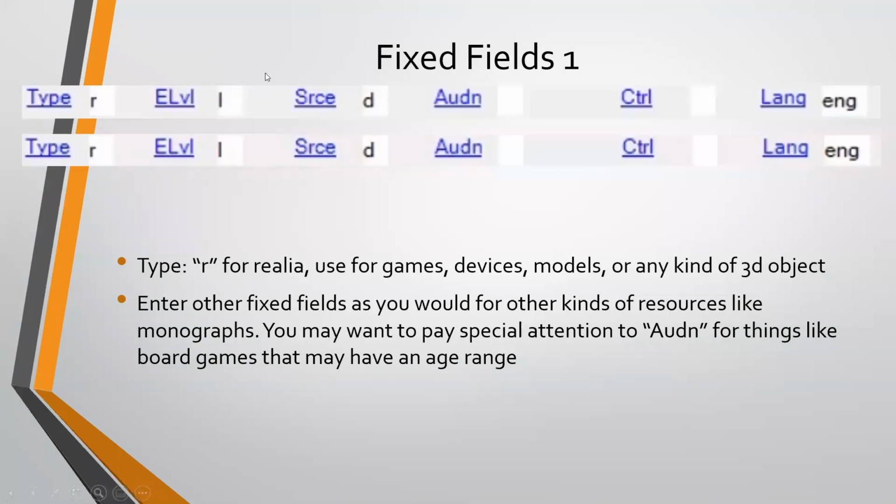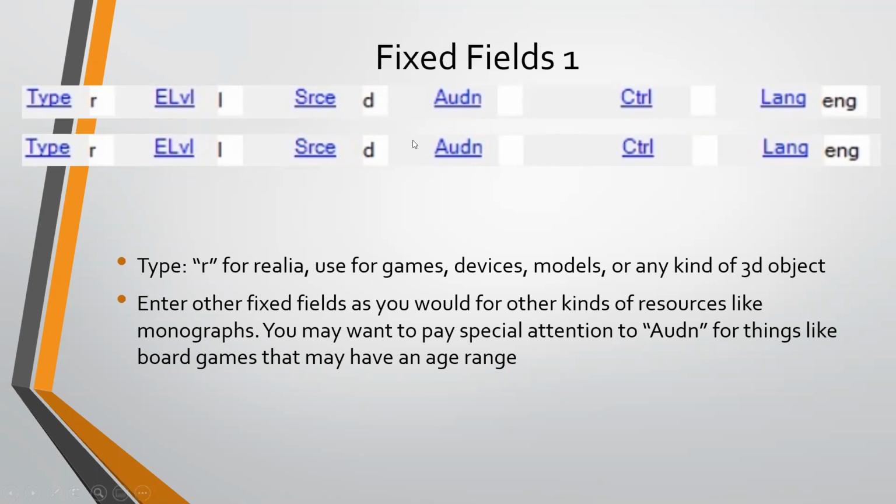So in our fixed fields, our type here is R for realia. We use this for games, devices, models, statues, any kind of three-dimensional object. So in your fixed fields, someone was mentioning earlier, we have a piece of wood from a building. Our type is R. And again, in OCLC Connexion, we're using the visual materials template. I can't make a statement to any other cataloging system, but usually three-dimensional objects are considered a sort of subset under visual materials.